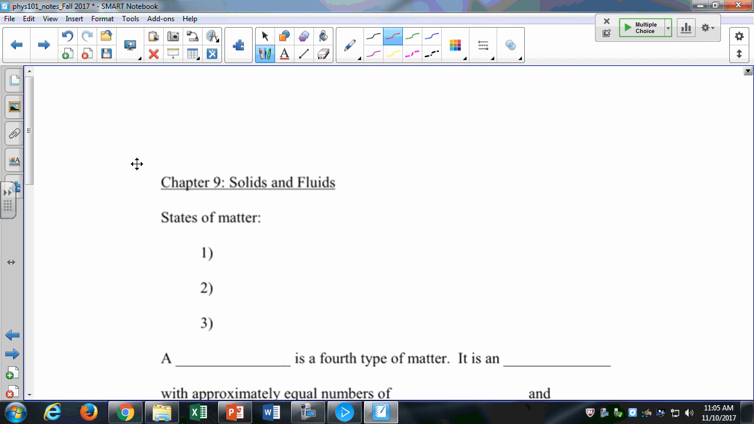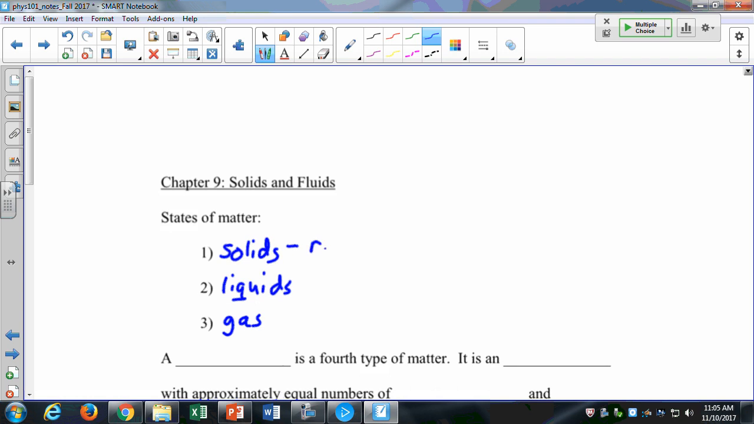Let's see. So we're on solids and fluids. First of all, you just need to know the different states of matter. I think y'all know this. This is like 3rd grade almost. So the states of matter are solids, liquids, and gas. Just know the basic definitions for them.